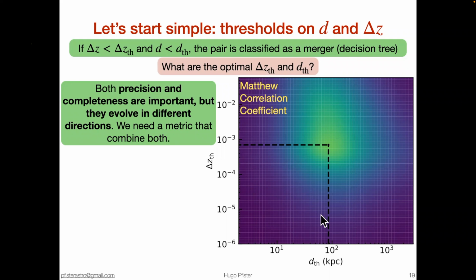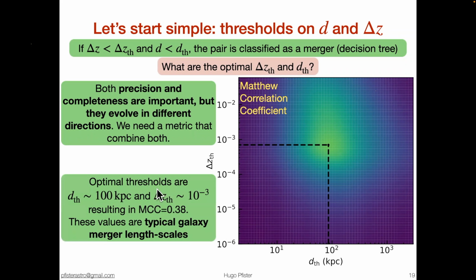So now you can go to your friends who are observers and tell them, okay, these are the optimal values that you should take. The MCC is 0.38, so the higher the better. And what is cool is that 100 kiloparsec, if you remember, the size of galaxies is 15 kiloparsec. So it's typical of like 10 galaxy radii. So this is the number that you would expect, but we show that this is actually the best value.